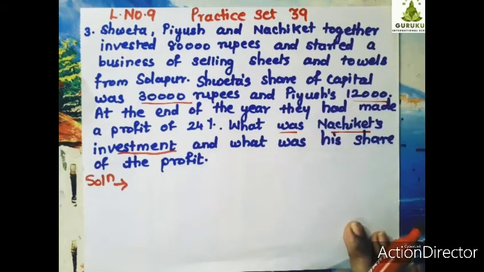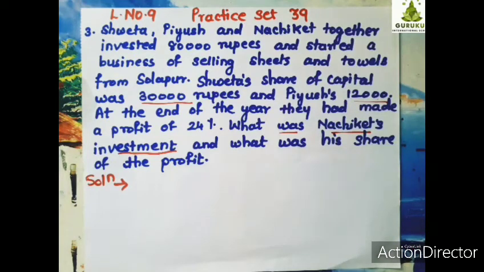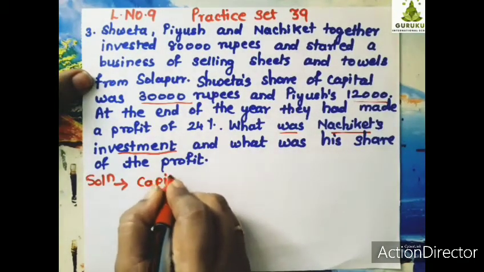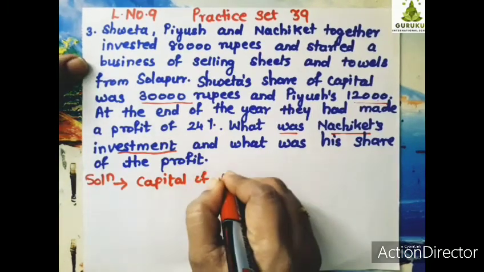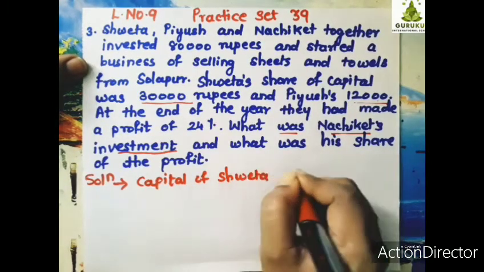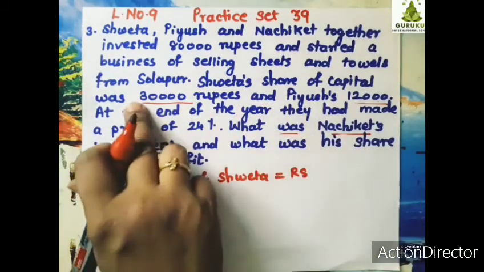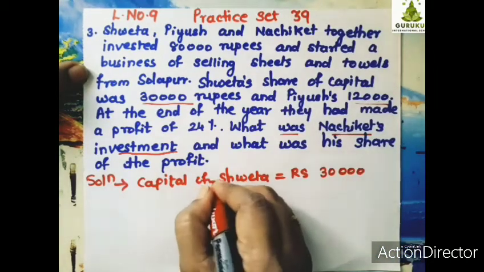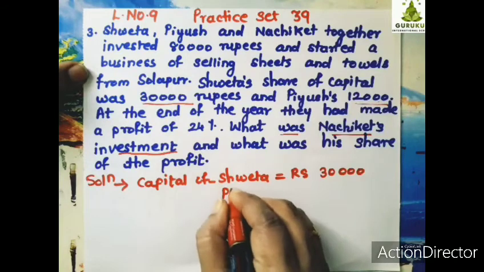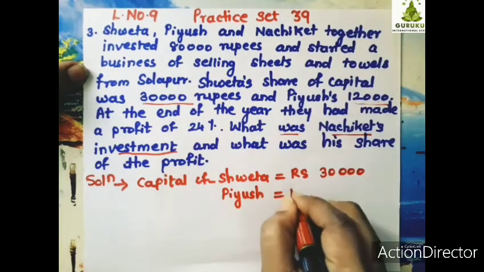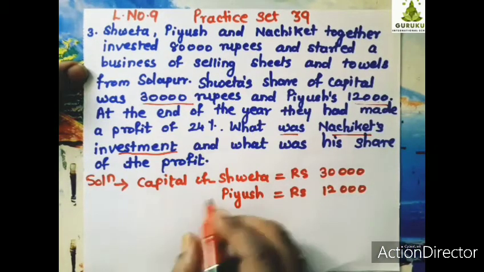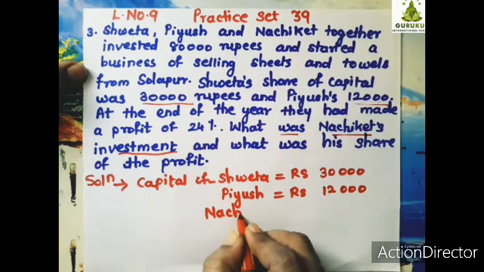his investment. So first we'll write the capital invested by Shweta, Piyush and Nachiket. Capital of Shweta is how much? Rupees 30,000. Capital of Piyush is how much? Rupees 12,000. And capital of Nachiket, we don't know, we have to find it out.